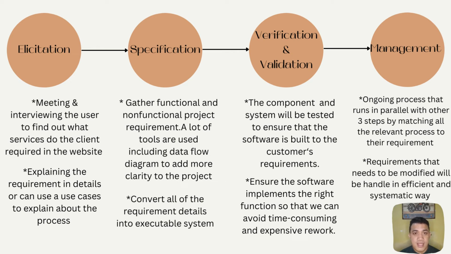The developer will explain the requirements in detail, and they can also use a use case to explain the work that needs to be done and make sure that the client will understand the process. The second one is specification, where the developer will gather functional and non-functional requirements. There will be a lot of tools used, including data flow diagram and also iDraw, to add more clarity to the project goals. And then the developer will convert all of the requirement details into an executable system.